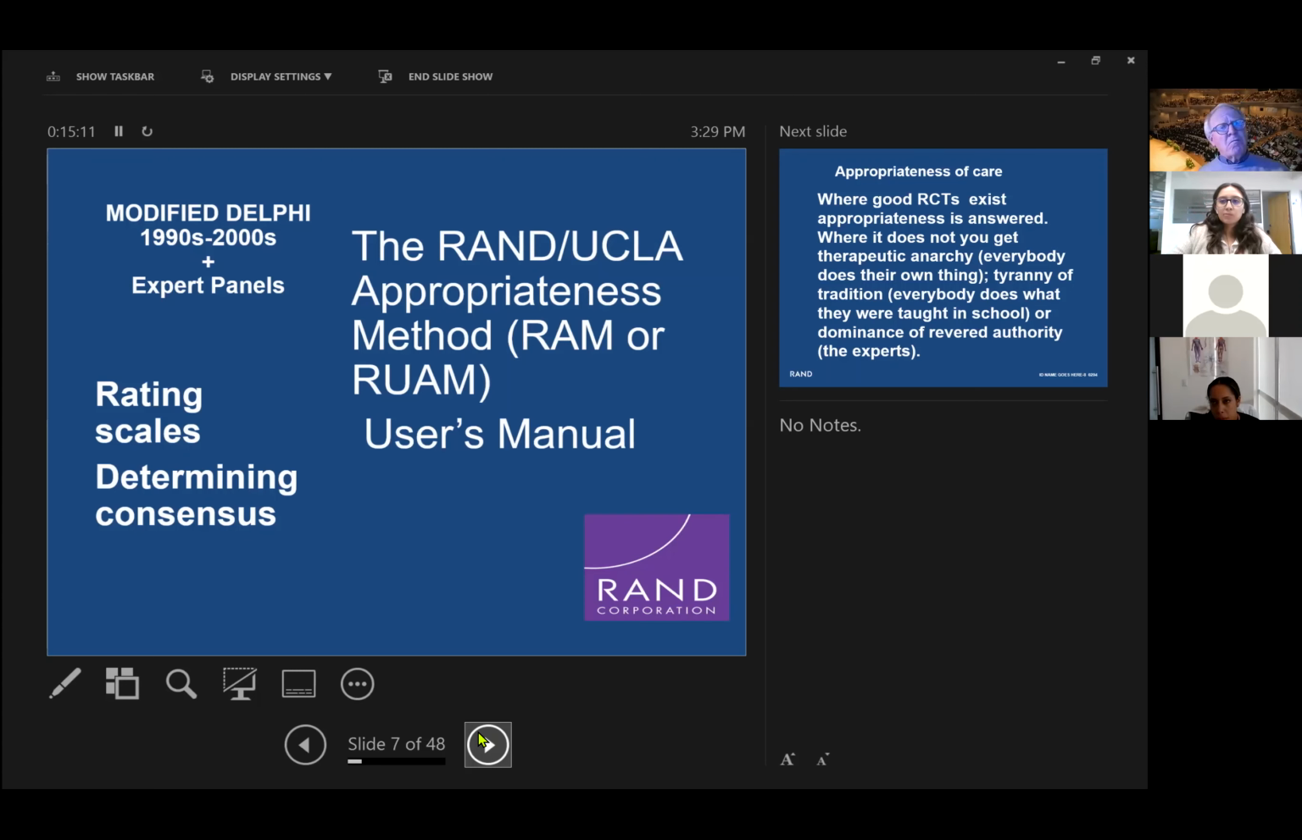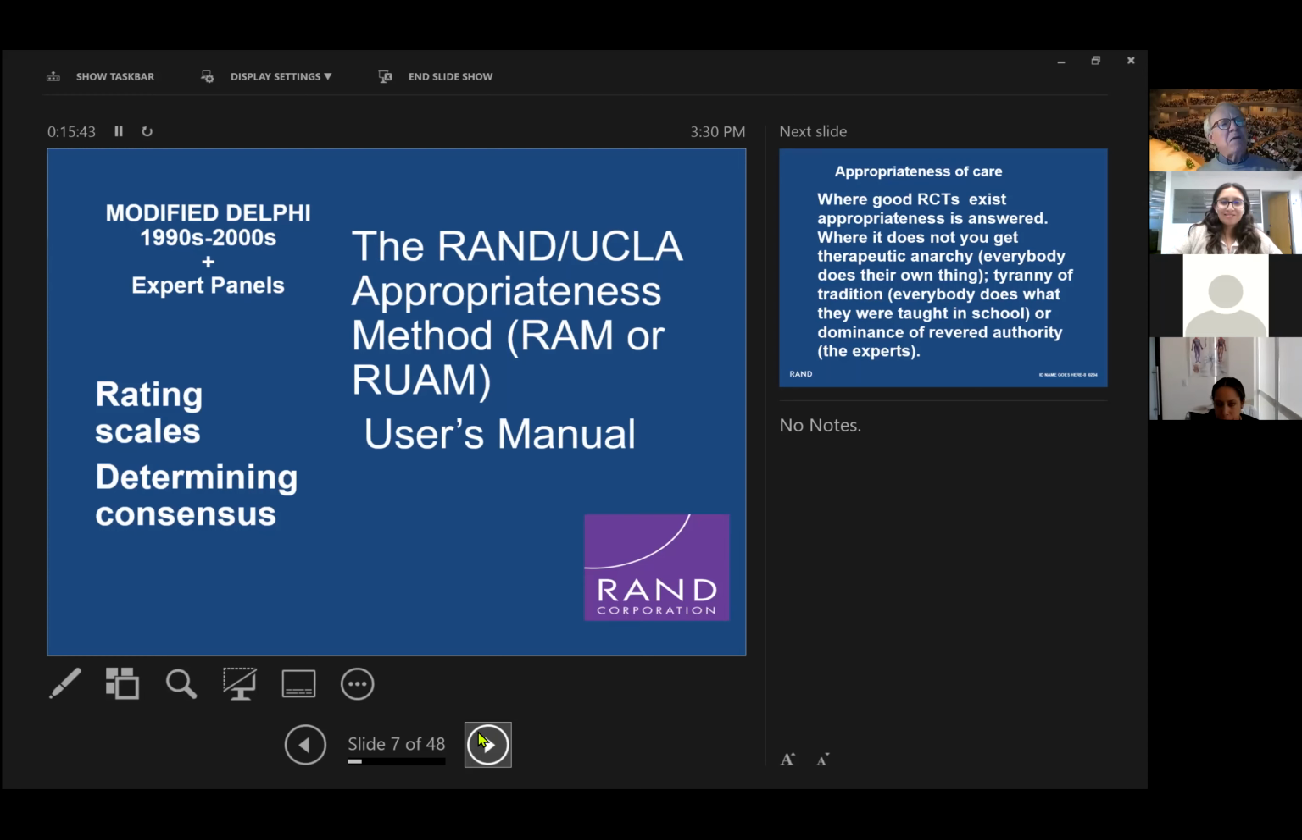And so the modified Delphi became the major initial step in moving towards measuring rates of appropriateness. And as I told you, it was called RAM. But the R means RAND UCLA. But I guess a lot of people got annoyed because UCLA never appeared in the name. So now, in our publications recently, we refer to it as RAND. And so now that means RAND UCLA Appropriateness method.